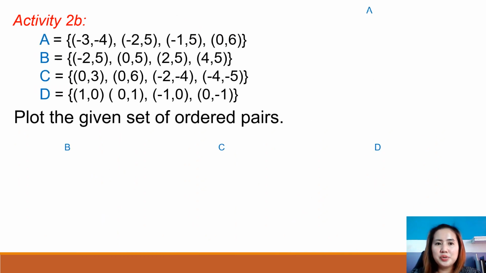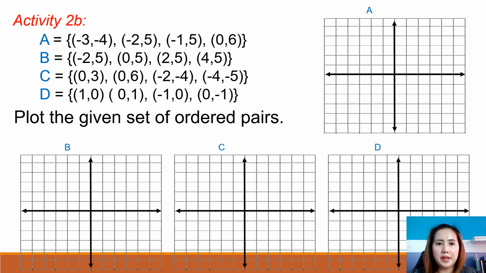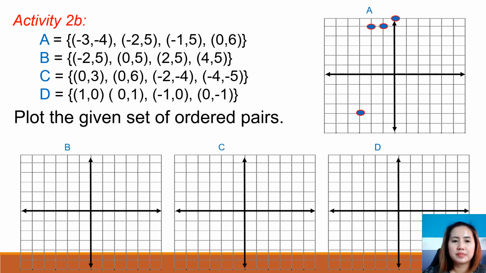Now, let us use the same sets of ordered pairs. Now, we are going to plot the given sets. For set A, we have (-3, -4), (-2, 5), (-1, 5), and (0, 6). Then after plotting the points, just connect them. And for set B, we have (-2, 5), (0, 5), (2, 5), and (4, 5). And then connect the points.